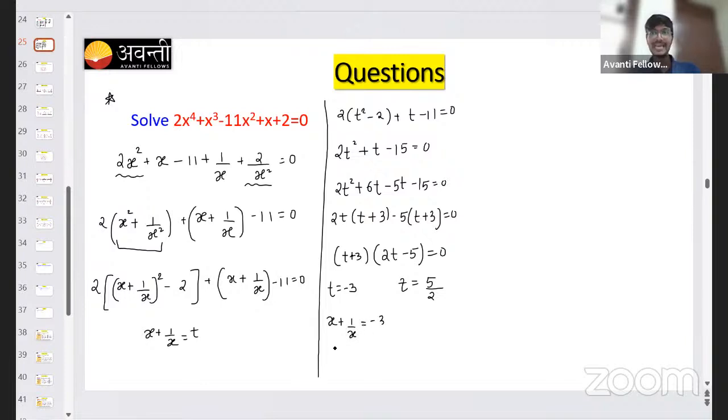So if I take LCM here, what I'll get? x square plus 3x, right? x square plus 3x plus 1 equals to 0. And if I substitute it here, I'll get x plus 1 by x is equals to 5 by 2. That means 2x square minus 5x plus 2 equals to 0.